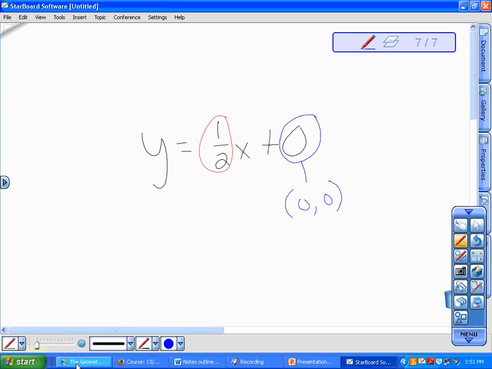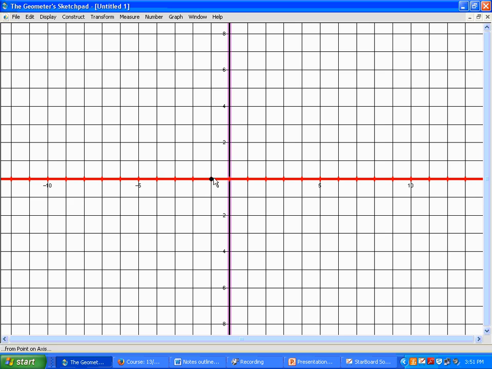Let's graph this. This time I'm going to start at the origin. That is (0, 0) on my graph. My slope says to rise 1 and run 2.